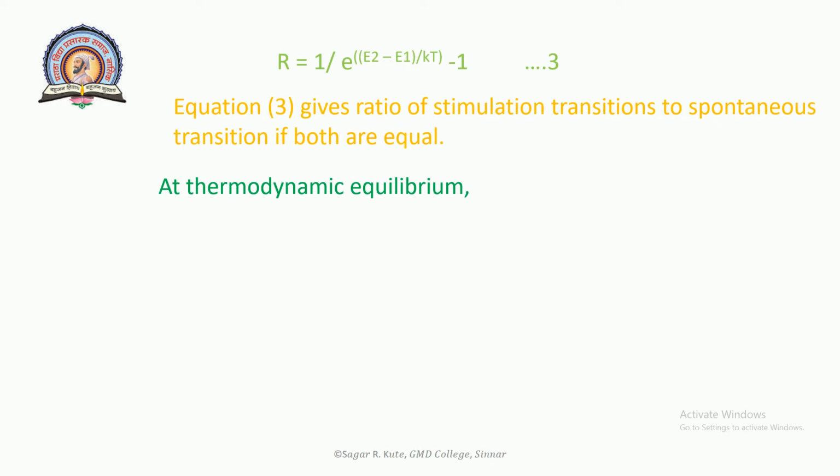At thermodynamic equilibrium, B12 is equal to B21, then R is equal to N2 upon N1, equation number 4, and N2 upon N1 is less than or equal to 1. The two equations, that is equations 3 and 4, are to be satisfied to make stimulated emission dominate over the spontaneous emission. Now, this is the derivation of the condition for large stimulated emission.